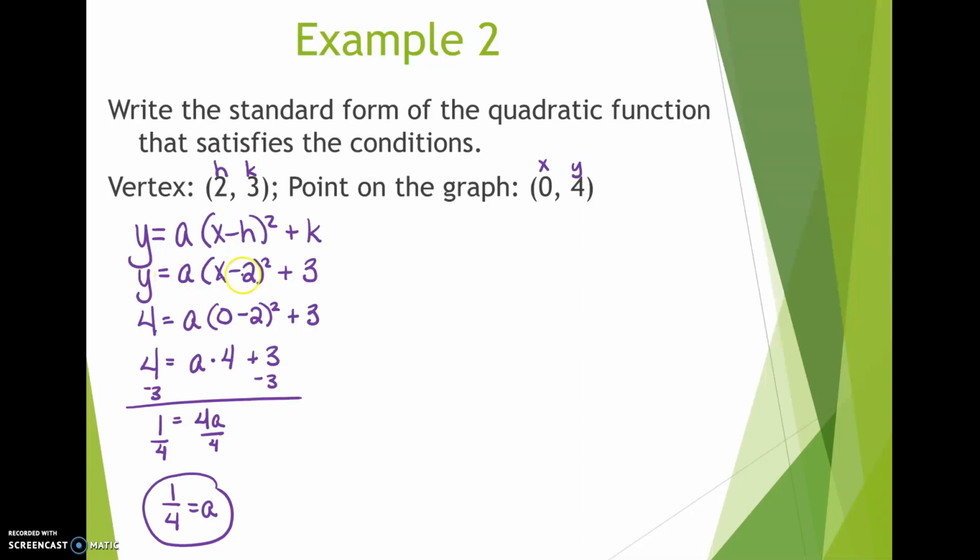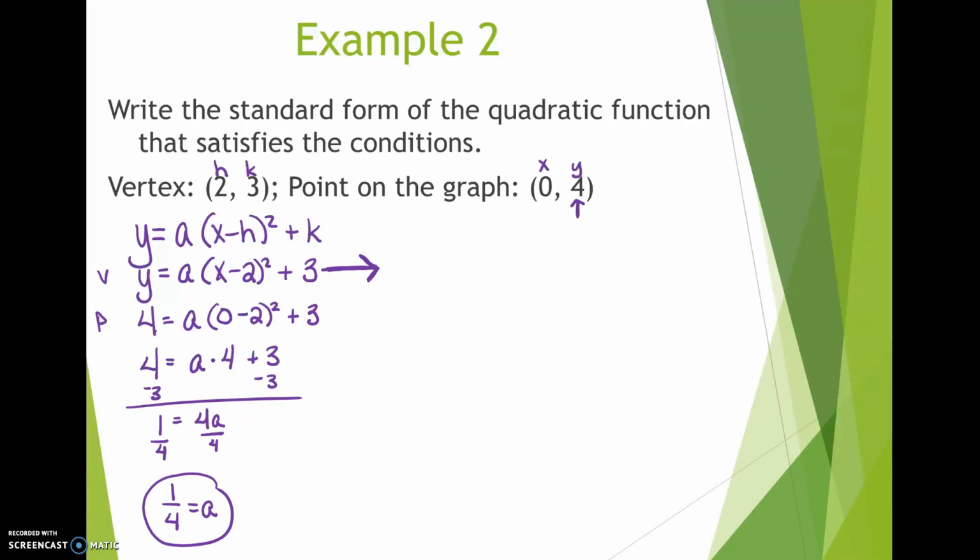Okay, first I put the vertex in, so this first line is putting the vertex in. Then the next line I put the point in. Keep in mind y equals, so you're putting the second part of that point in first, and then you're putting the x inside the parentheses. Don't forget about your square. 0 minus 2 is -2. -2 squared is +4. Subtract 3, divide by 4. We get a is not negative. A is 1/4. My brain's clearly not working right now.